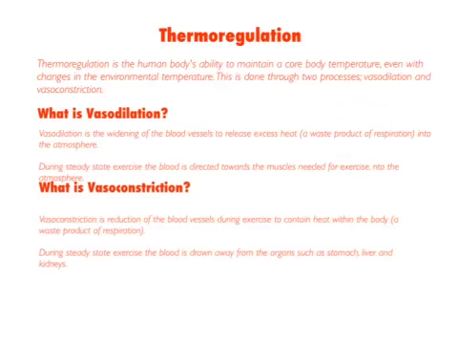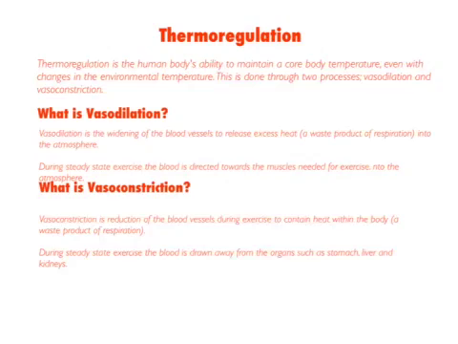Thermoregulation. Thermoregulation is the human body's ability to maintain a core body temperature even with changes in the environmental temperature. This is done through two processes known as vasodilation and vasoconstriction. So what is vasodilation? Vasodilation refers to the widening of the blood vessels to release excess heat into the atmosphere.